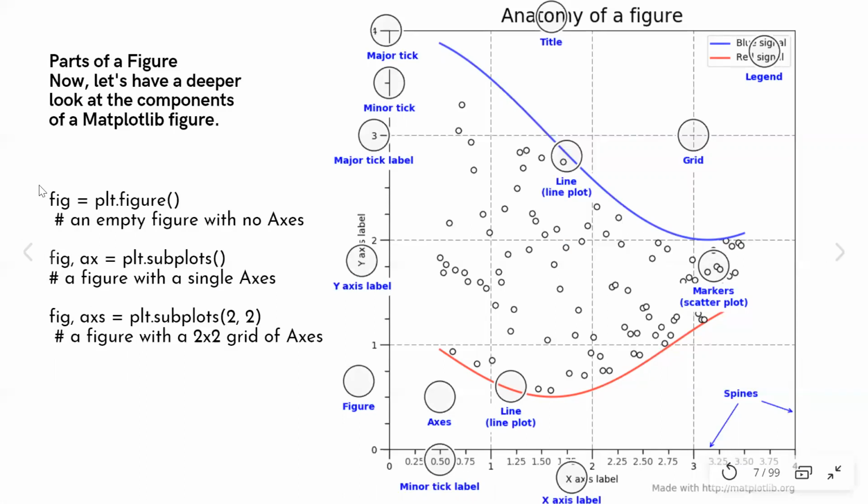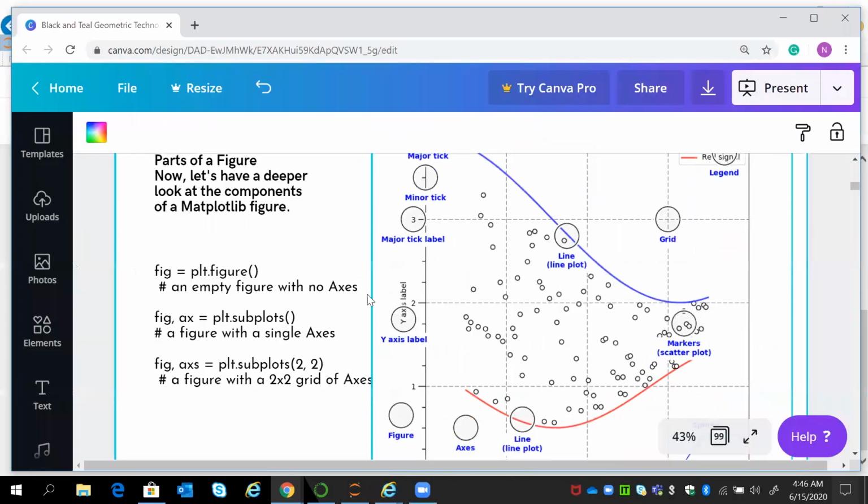So three codes I have shared here. One is if you give this command, it will draw you an empty figure and there would be no axes. If you give plt.subplot, it will give you axes. We have just done it above. And then another interesting command here is plt.subplot 2 comma 2. Now this will give you a 2 by 2 grid of axes. Let's see how this works.